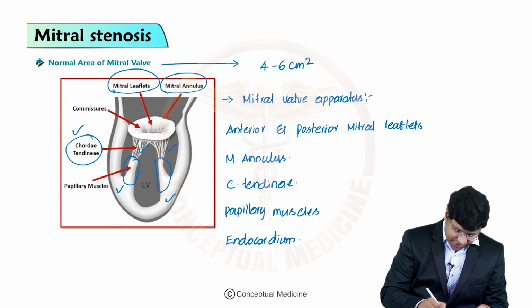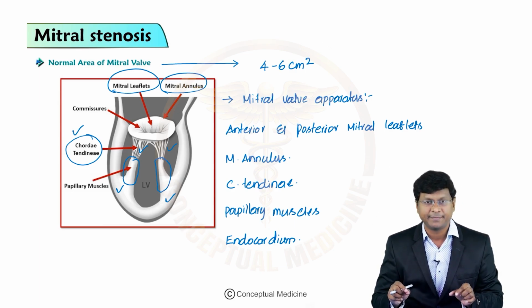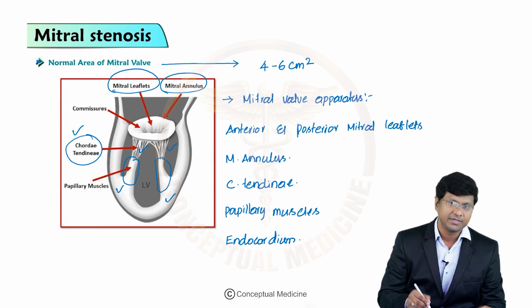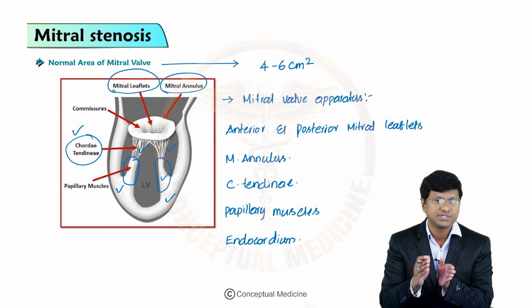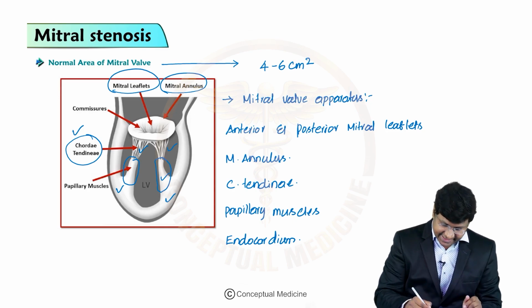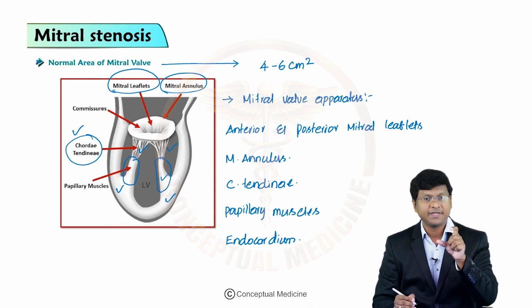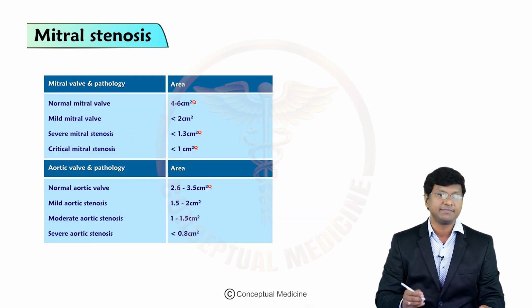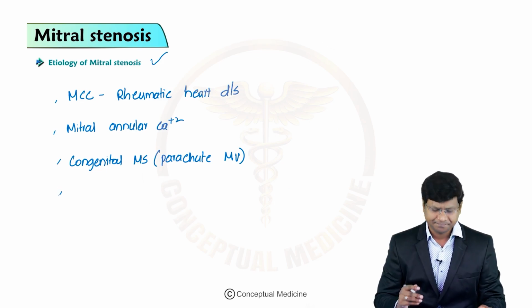There I said that we have the two chordae tendineae inserting onto the respective papillary muscles, anterior and posterior papillary muscle. But in the case of parachute mitral valve, both of these chordae tendineae insert onto only a single papillary muscle. So the appearance will be in the form of a parachute. That is called the parachute mitral valve, which is responsible for congenital mitral stenosis.